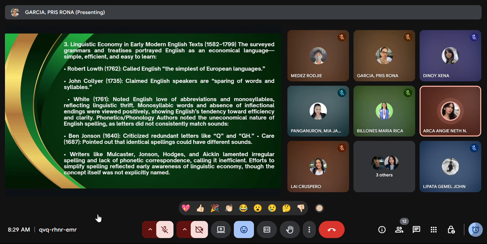So, to sum it up, this part shows that during the early modern English period, English was already recognized as an economical language. This means English is simple, brief, and efficient in communication. At the same time, scholars began noticing problems in spelling and pronunciation and started thinking about how to make the language even more efficient. At this juncture, allow me to call the other presenter to summarize this part.